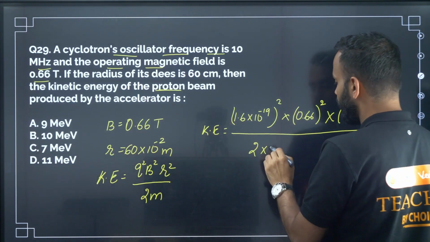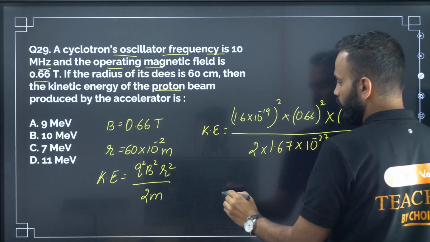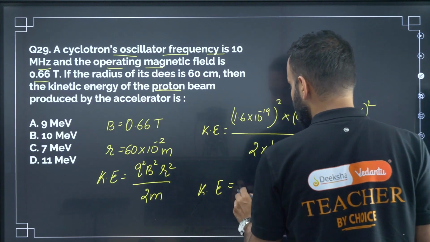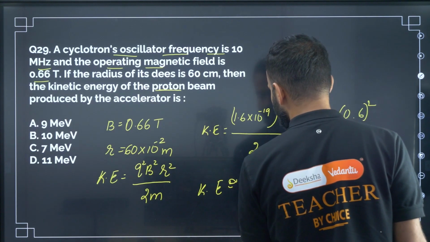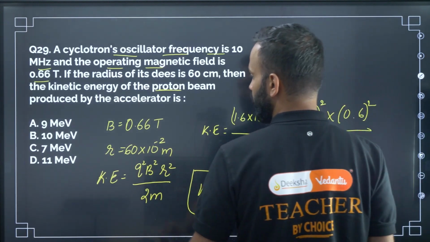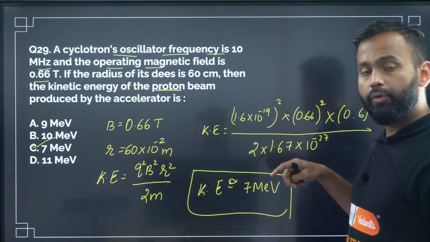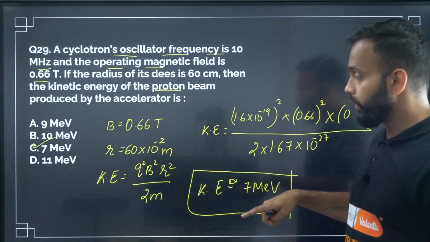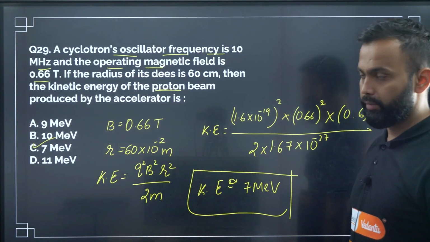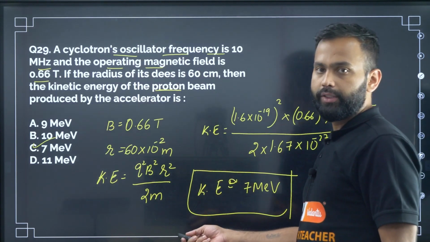What is the mass of the proton? Mass of the proton is 1.67 into 10 to the power minus 27 kg. Now solve this. You will get kinetic energy KE approximately equal to 7 mega electron volt. So the correct option is C. You will get the answer in joule, so you have to convert joule to electron volt. How do you convert joule to electron volt? By dividing by 1.6 into 10 to the power minus 19 coulomb. So everybody understood how to solve this question, right?